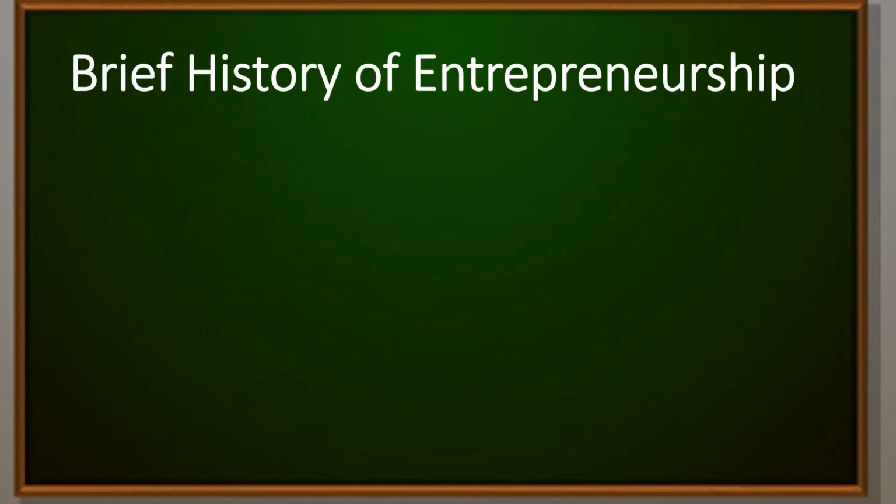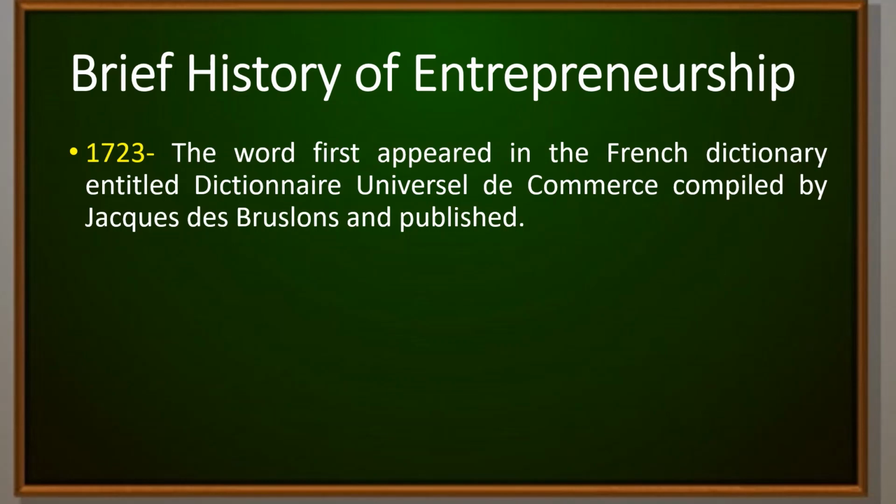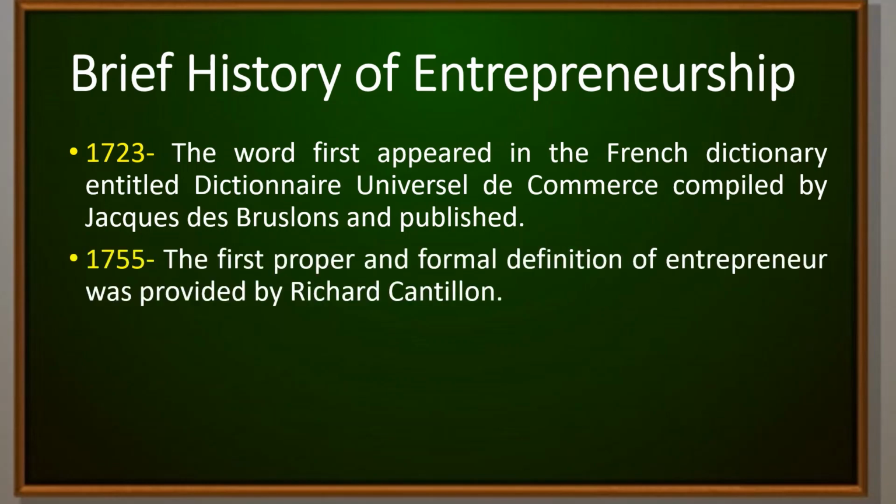Brief history of entrepreneurship. 1723: The word first appeared in the French dictionary entitled Dictionnaire Universel de Commerce, compiled by Jacques des Bruslons and published. 1755: The first proper and formal definition of entrepreneur was provided by Richard Cantillon. Cantillon describes an entrepreneur as an adventurer, who invests in the purchase of goods and materials with the incentive of selling these in the future.